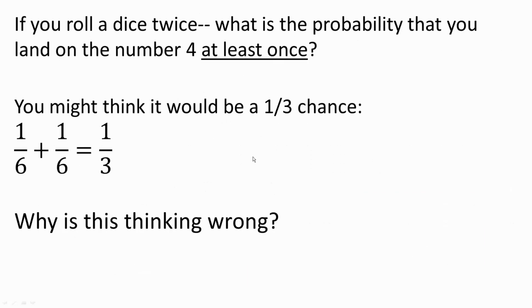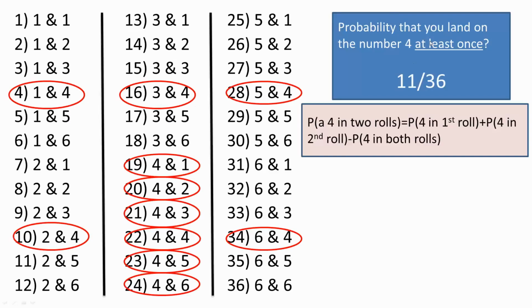Now we'll do another problem. If you roll a dice, what is the probability that you land on the number 4 at least once? You might think it's going to be 1/6 plus 1/6 and get 1/3. Why is this thinking wrong? I would pause the video and think about this question. The probability that you land on the number 4 at least once will be 11 out of 36, not 1/3. This is because if you notice, 4 and 4 is a possibility.